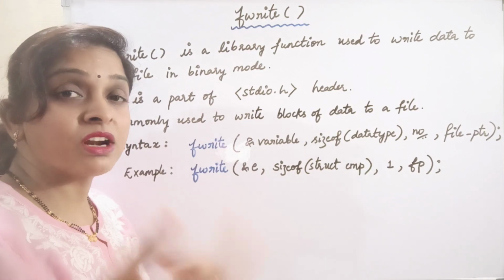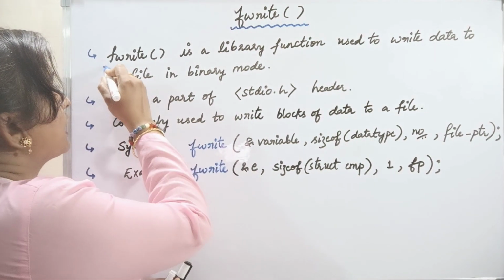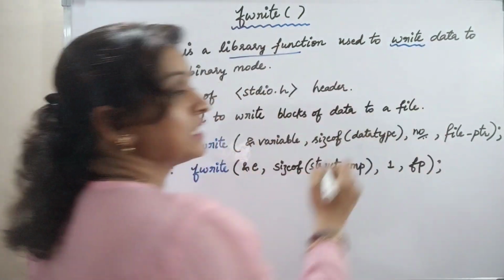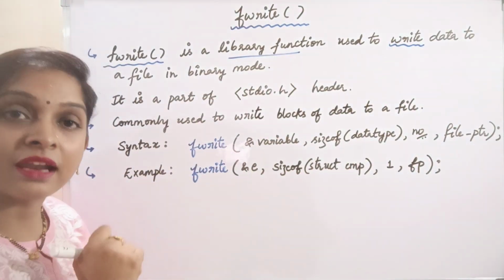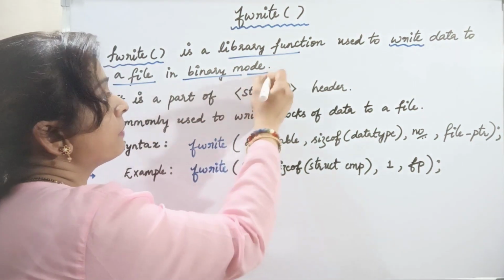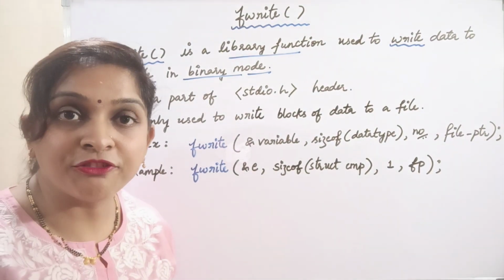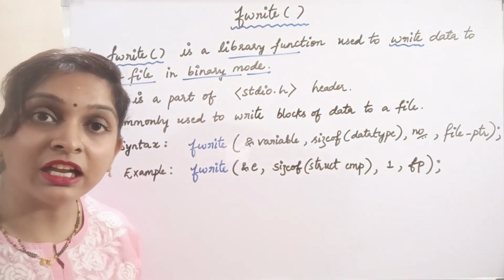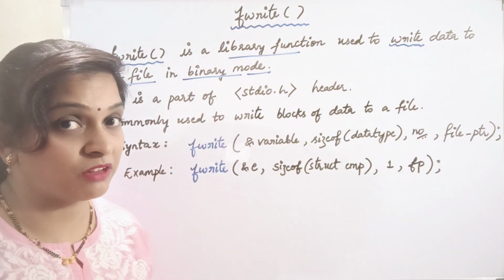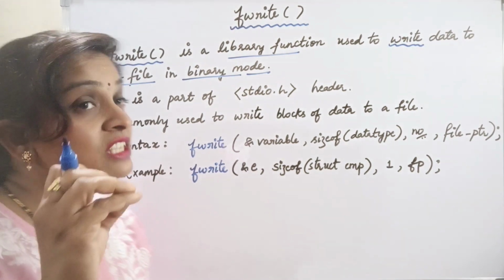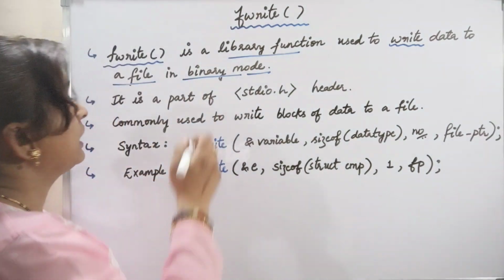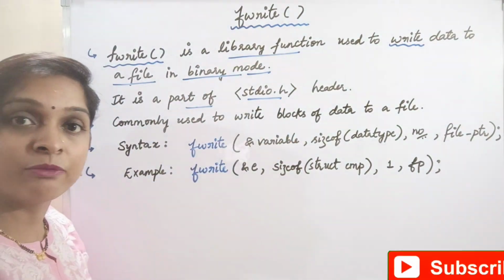fwrite function. So what is this fwrite function? fwrite is a library function that is used to write the data to a file which is in binary mode. So using fwrite, we can write the data to a binary file. What is binary file? We have dealt with it in the previous video. Check the playlist. So this fwrite function helps you to write the data into a binary file, and it is a part of stdio header file.